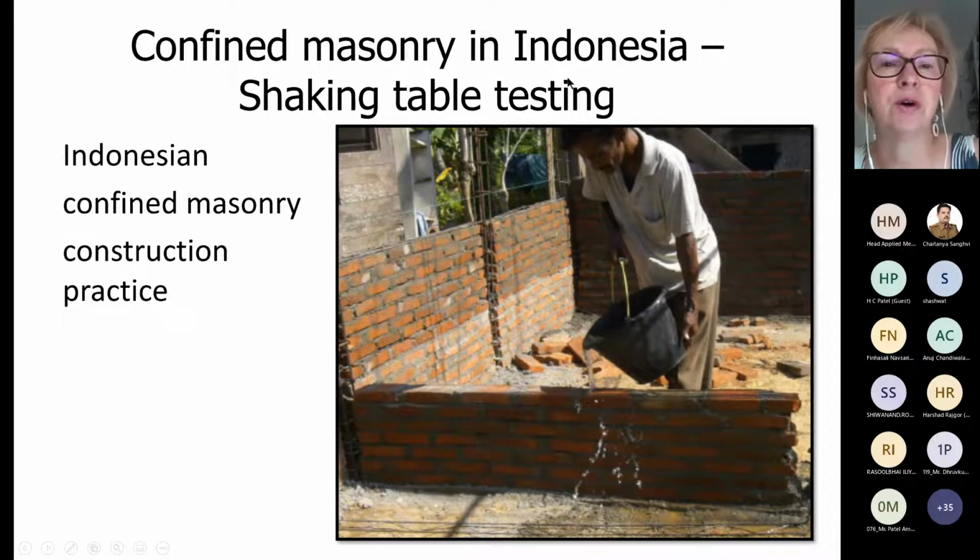So, confined masonry in Indonesia. When I talked about examples of confined masonry around the world, I showed Indonesia as an example of a country that uses confined masonry. So this is again showing, just to remind you of the practice. In Indonesia, they construct confined masonry walls with half-brick thick walls, and they're usually brick masonry. So you can see tie columns, you can see walls. That is their construction practice.